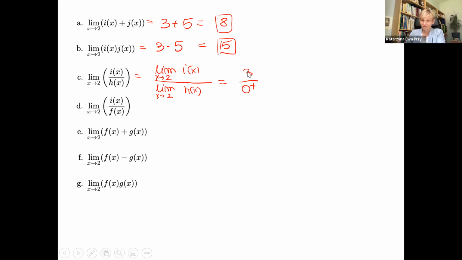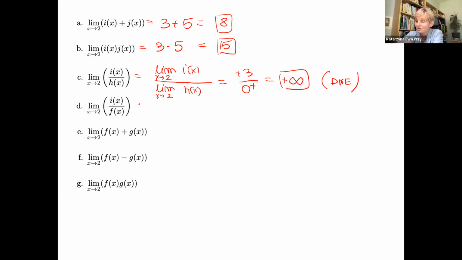Okay, constant over 0, over a small number, is a big number. Infinity, positive, it's positive. Of course, this is still not an existing limit, but it's infinity. We can check it's infinity. I mean, this quotient, yes, this function at 2 will also have a vertical asymptote because we have an infinite limit.